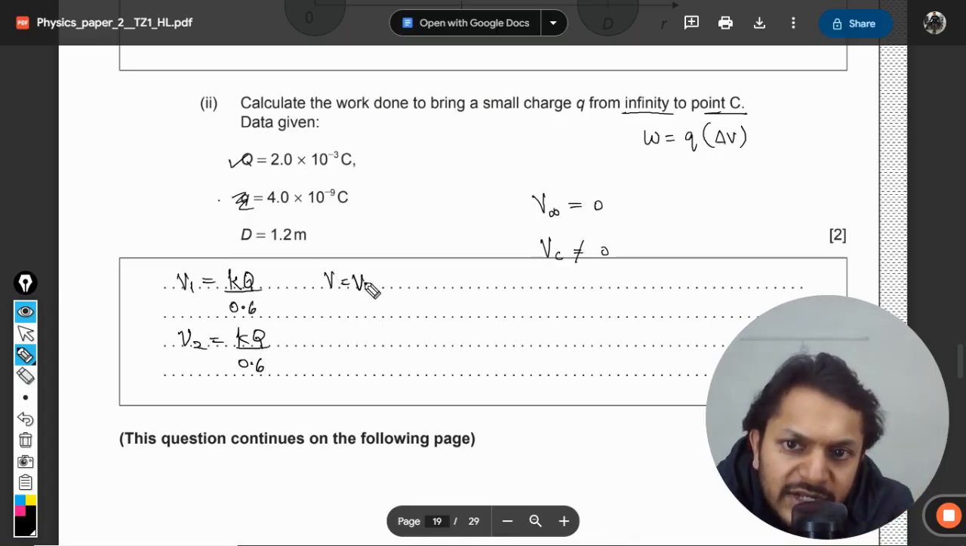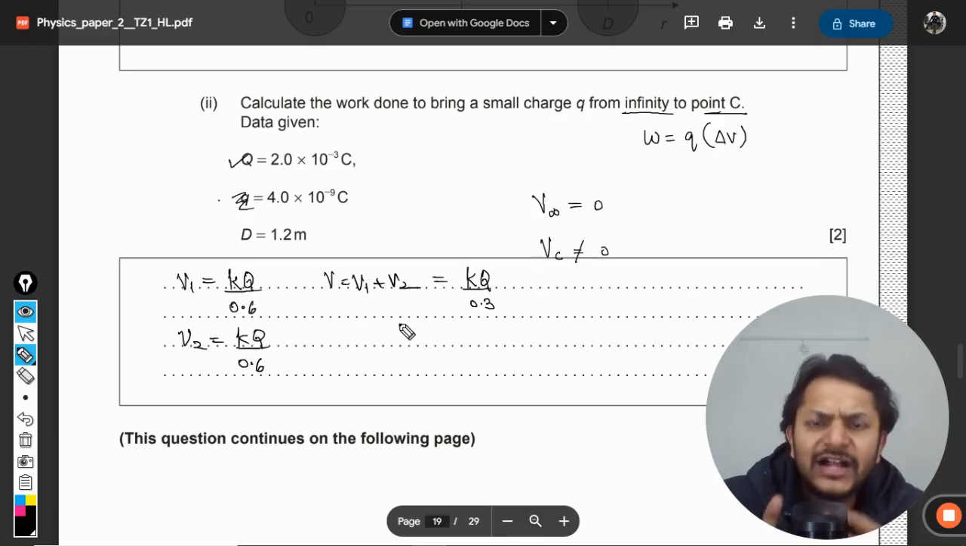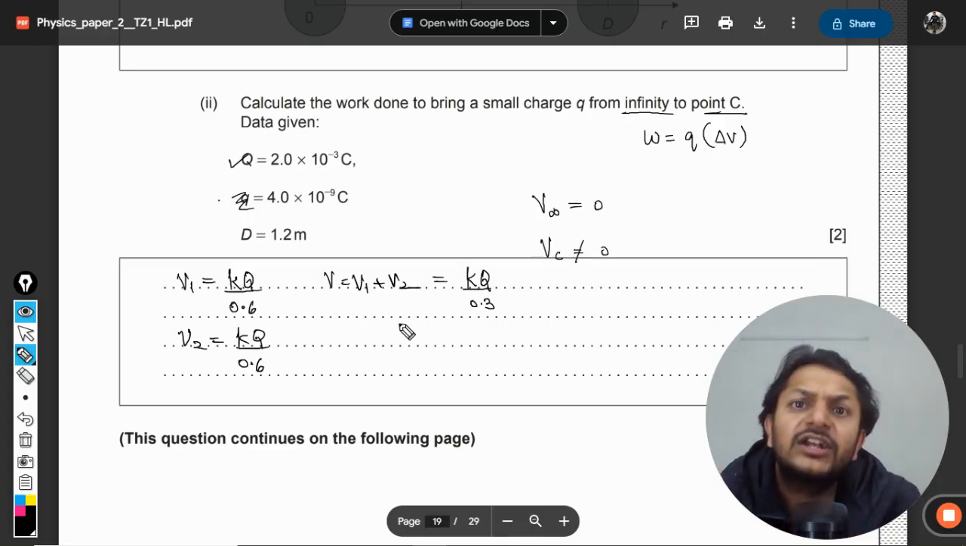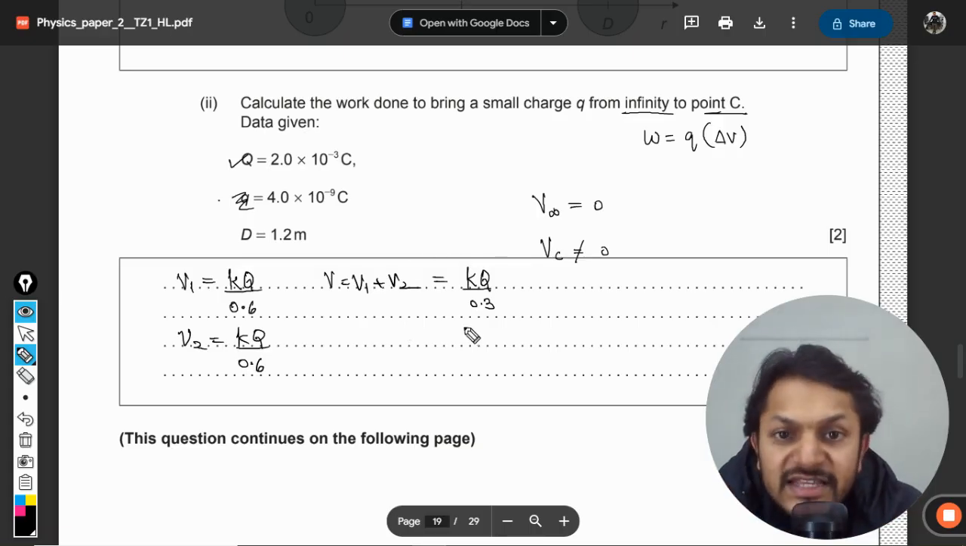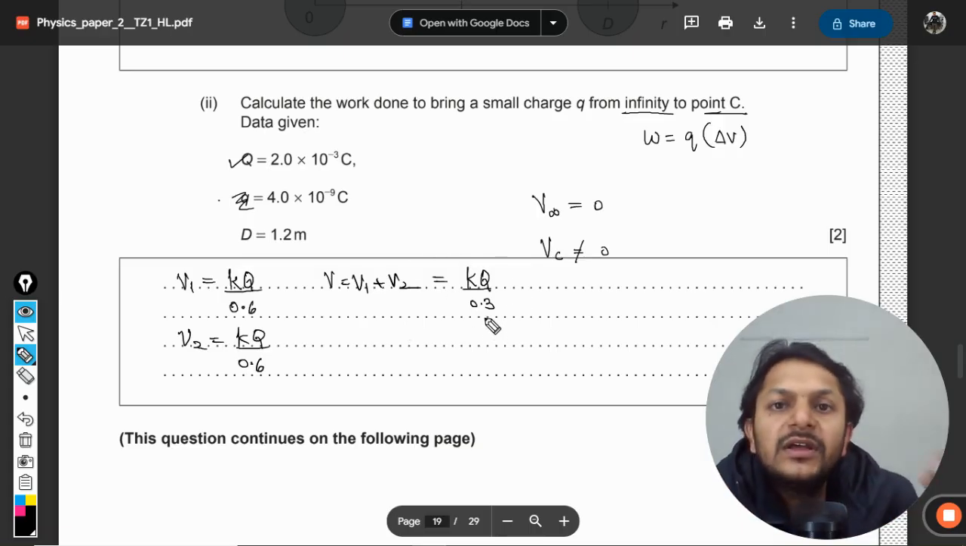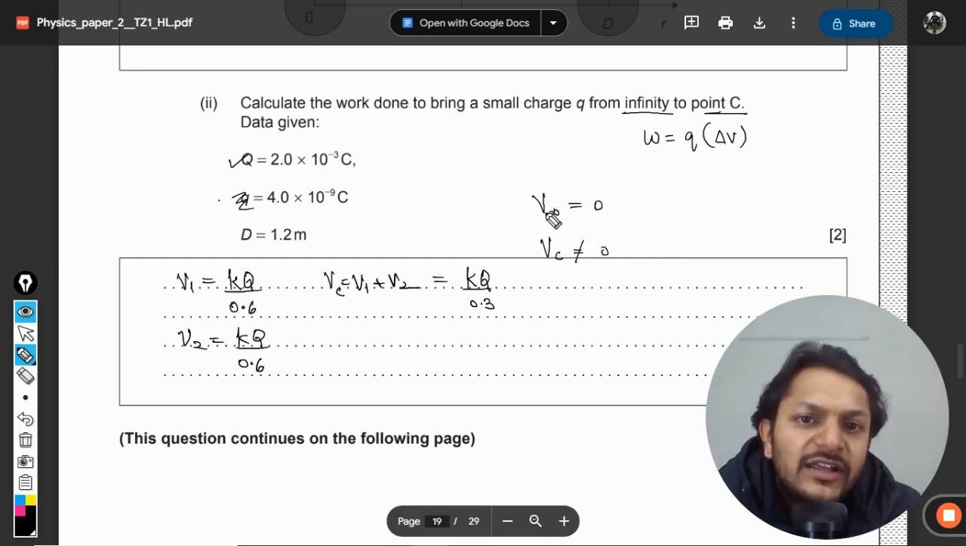So our total potential is V1 plus V2, which becomes KQ divided by 0.3, because it is actually multiplied by 2 now, because there are two potentials, V1 and V2, so they are just added. So this is the net potential at C, isn't it? And the potential at infinity is 0.